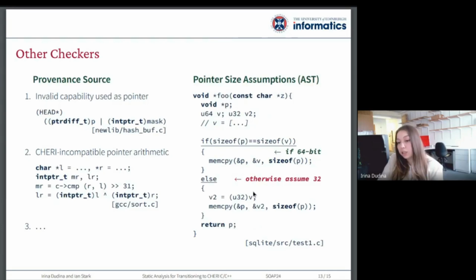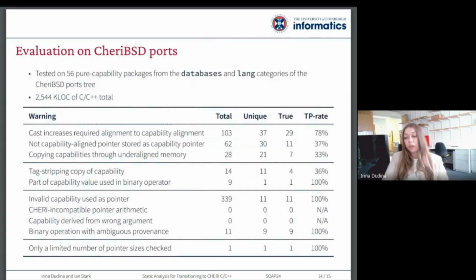And the last checker just detects conditionals where we check pointer sizes and fail to consider 128-bit pointer sizes. This is a very simple AST checker.